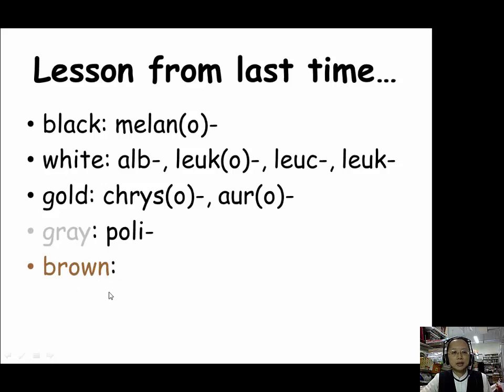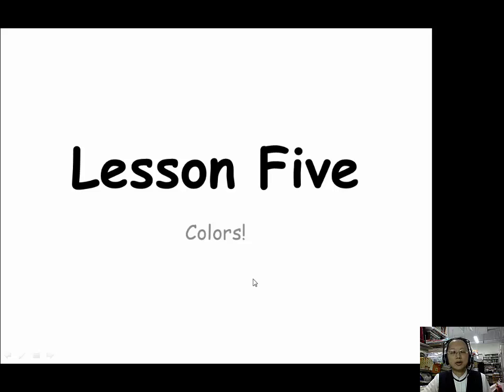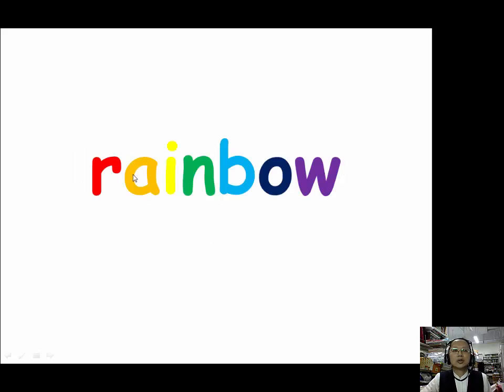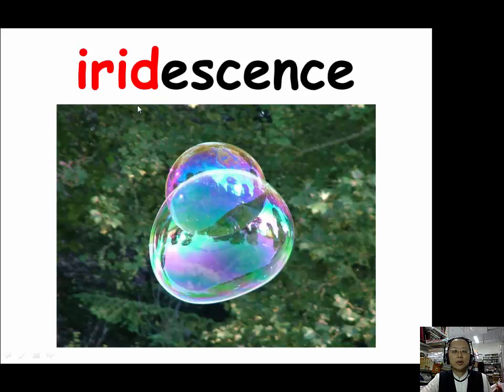For describing brown, we have two prefixes, P-H-A-E-O and P-H-E-O. Now let's move to the last part of lesson 5. To describe things that give a rainbow-like color or rainbow-like appearance, we use the prefix IRID. We have one example, iridescence. Iridescence is a noun.